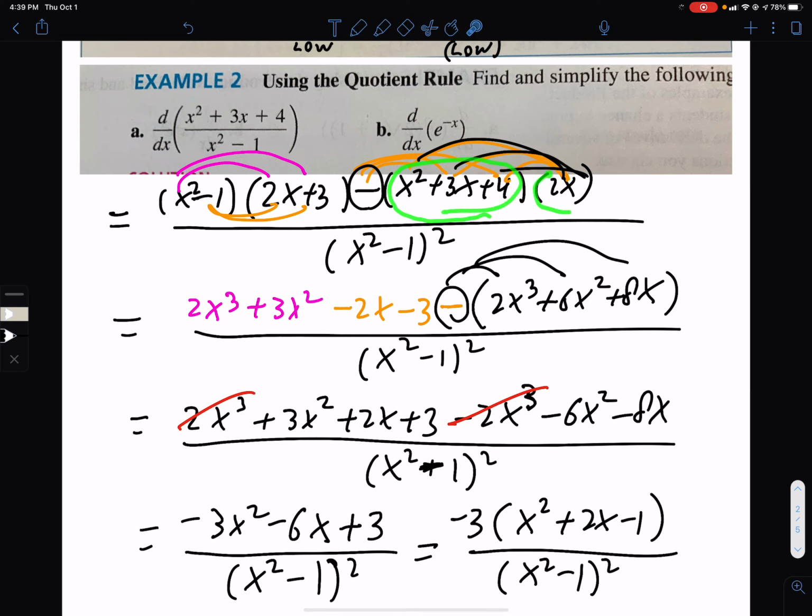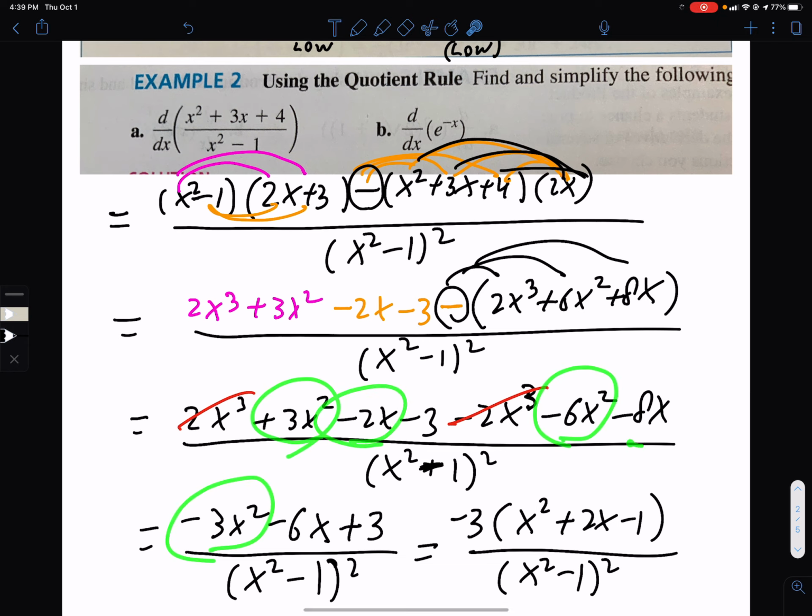And then I get high d low. I'm subtracting that. So I get 2x cubed, 6x, 8x. And then let me fix this next line. That's going to be minus 2x minus 3. And then we're looking good on the rest. Now we combine like terms. Those still cancel. And then 3x squared minus 6x squared. That's going to get us minus 3x squared. We're still good.